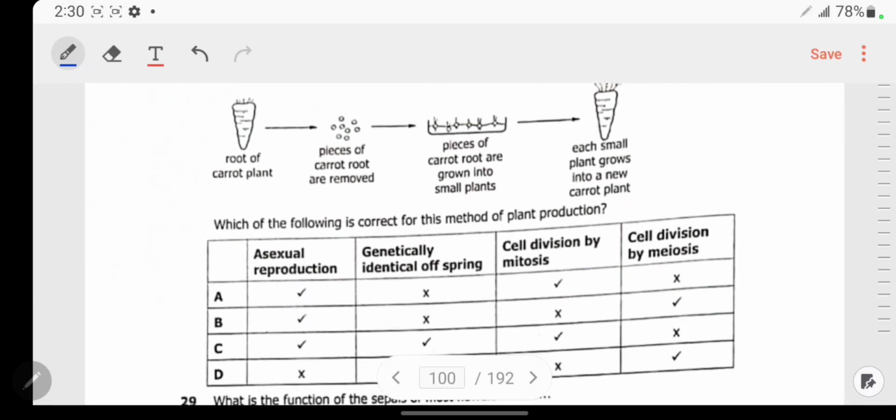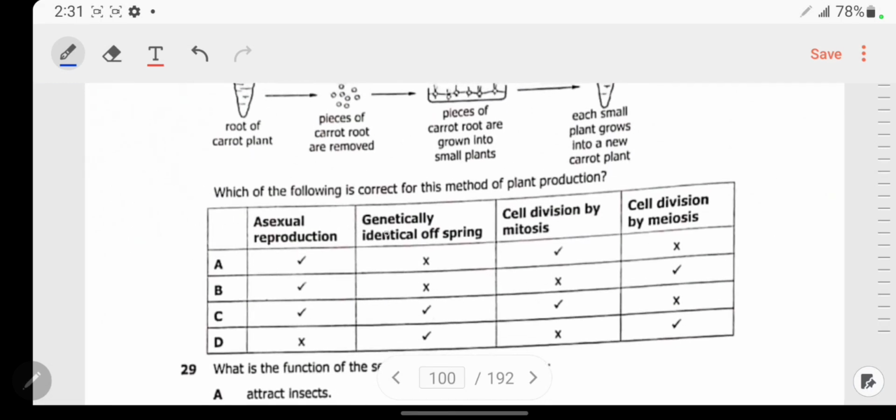So asexual reproduction is one of the options. So the answer is either A, B, C, excluding D. Now, since it's asexual, automatically there will be genetically identical offspring. So the answer is C from that elimination. Cell division by mitosis, mitosis is the one that leads to this type of division, not cell division by meiosis. So the answer here is C.